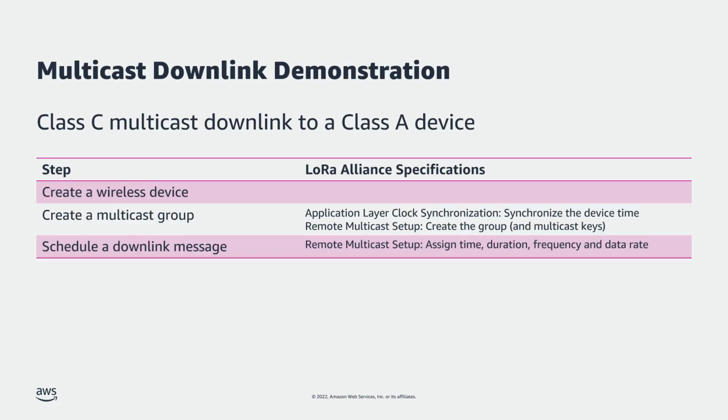I'll now demonstrate Multicast Downlink, specifically Multicast Downlink to a group of Class A devices that temporarily switch to Class C. The steps we'll take are, firstly, create a wireless device with assigned F ports for the application layer clock synchronization package and the remote multicast setup package. Secondly, create a multicast group. This synchronizes the device time and sets up the multicast keys. And finally, schedule a downlink message to assign the multicast start time, duration, frequency, and data rate, and also to assign the payload and the F port on which to send the downlink message.